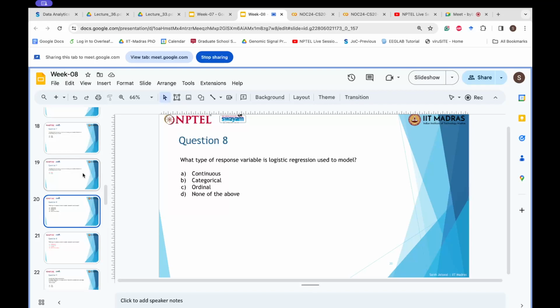Okay, now coming to logistic regression. Let me just discuss first what logistic regression is, and then we will see some questions and move on to the Python notebook.